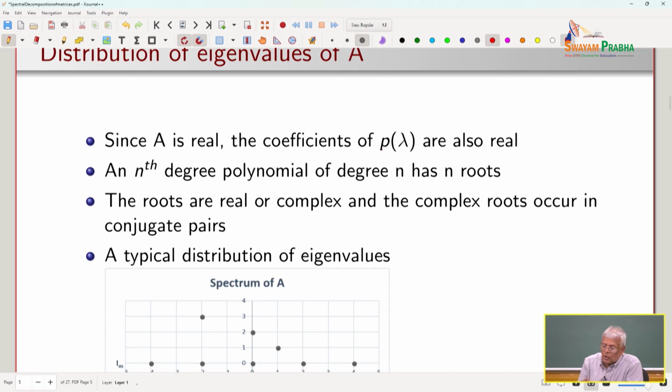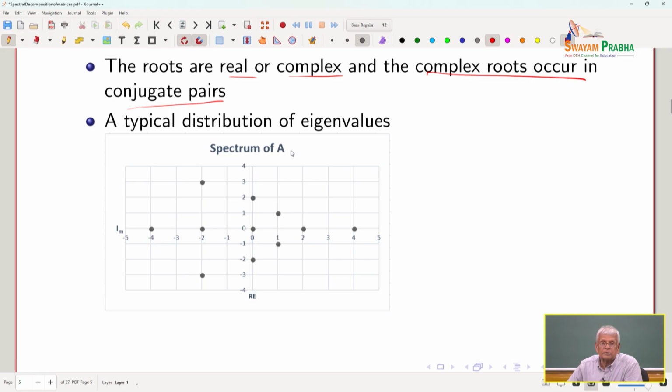Since A is real, the coefficients of the characteristic polynomial P(lambda) are also real. A polynomial of degree n has n roots. The roots are real or complex, and the complex roots occur in conjugate pairs, and that comes from what is known as the fundamental theorem of algebra.